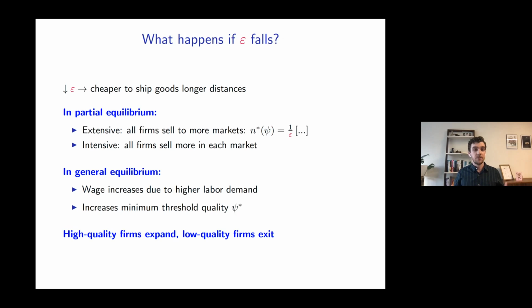However, in general equilibrium, the wage is going to increase due to higher labor demand, both in the production sector and in the distribution sector. And this is going to increase the minimum threshold quality C star, which is the lowest quality at which any operating firm can remain profitable. And so when epsilon falls, high quality firms expand and low quality firms exit, a standard Melitz style logic.